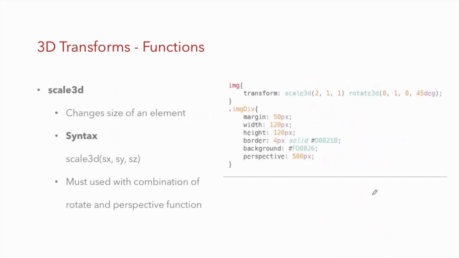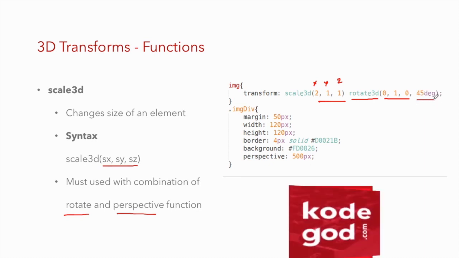Then in the scale3D, we have three parameters. It will scale the image along all these three axes. So the values we are specifying like this, these are values for all three axes. But this doesn't work independently. This must be used in combination with the rotate and perspective functions. So this is how we have specified rotate3D over here, with values for all three axes and the degree. So this is how scaling will be done.